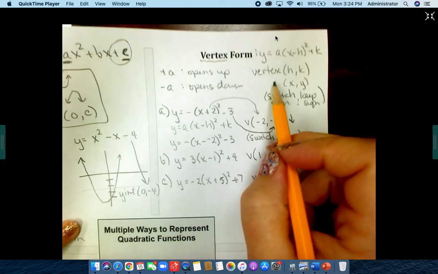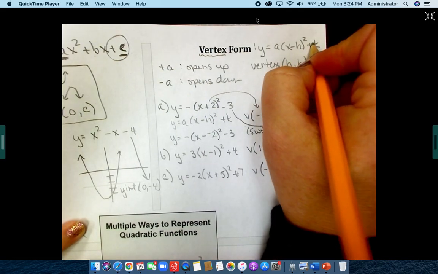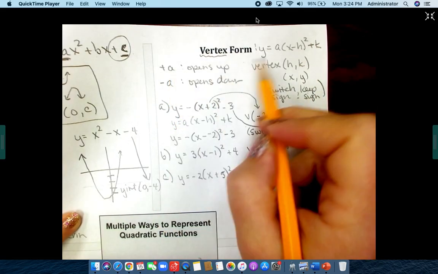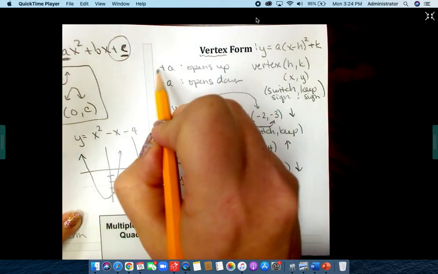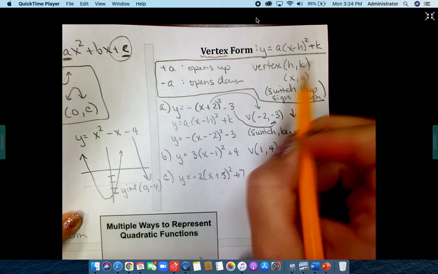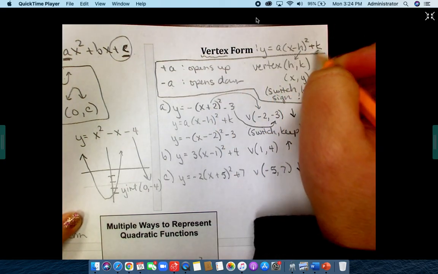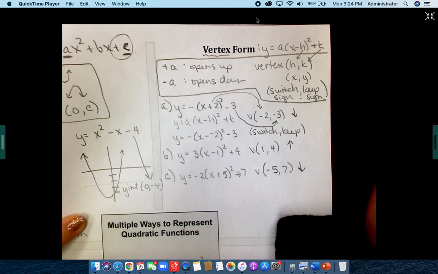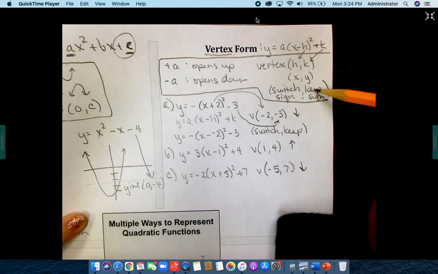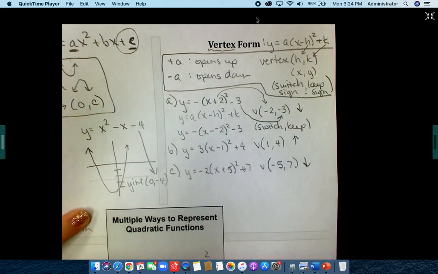Next, for vertex form, we have y equals a times the quantity x minus h squared plus k, where, again, the a value still serves the same function as it does in standard. And we also have the vertex, which we find by switching the sign of this number and keeping the sign of the constant at the end, okay? So switch keep, or opposite keep. And then we did some examples.